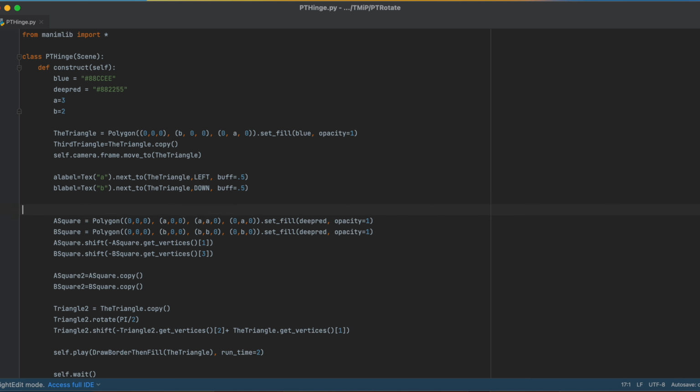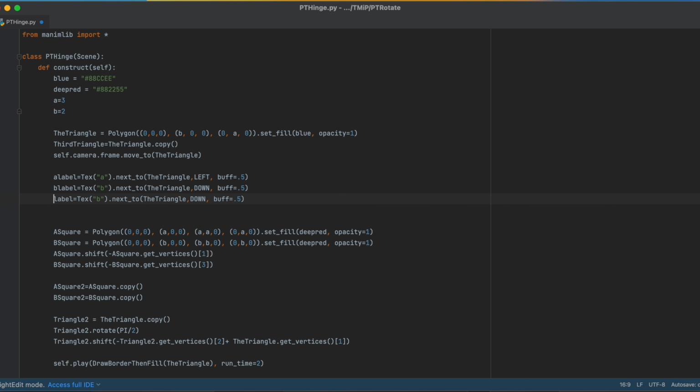And then I need my C object. This one's going to be the most complicated. My C label, C, what it needs to do is it needs to be next to, and then I'm going to create the line, which is the triangle dot get vertices 1 and the triangle dot get vertices 2. So that's going to create the line between those two vertices. I want to draw next to that, and then I guess I probably want it to be up plus right. So up and to the right with a buff of 0.5. And let's see what that does.